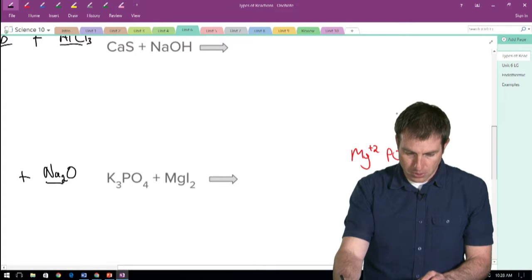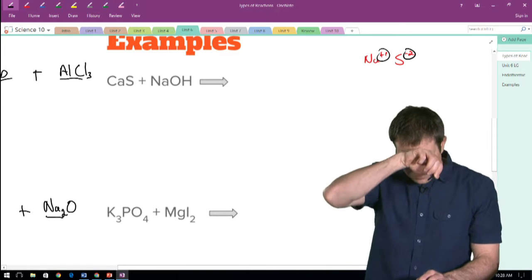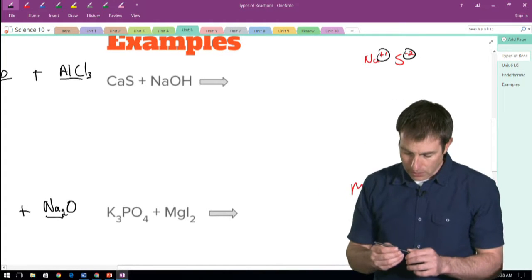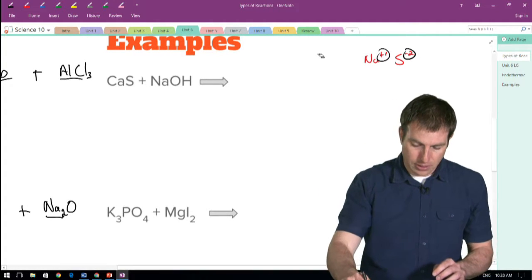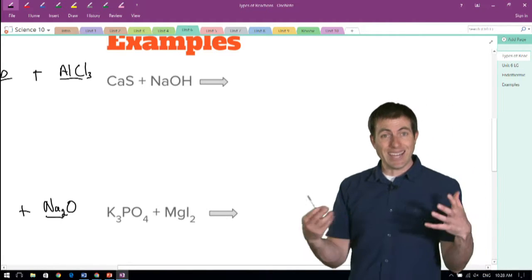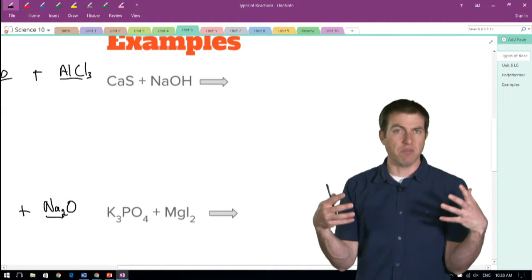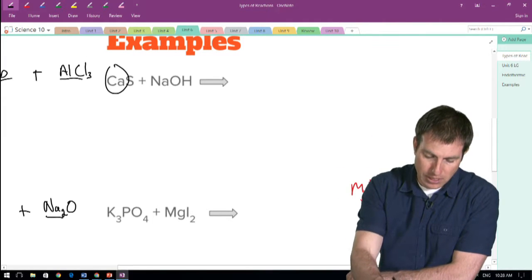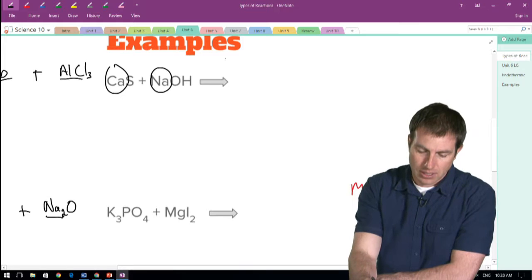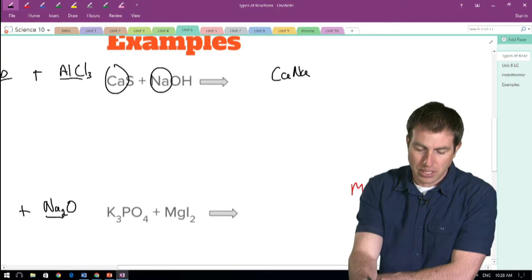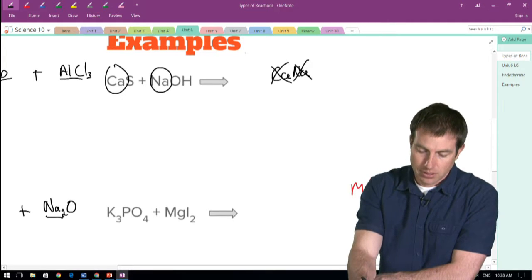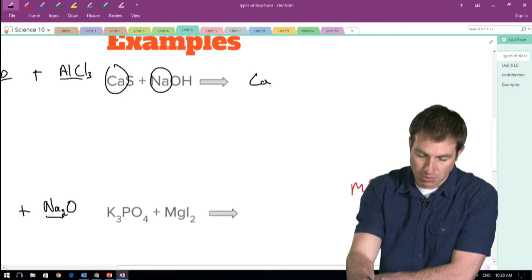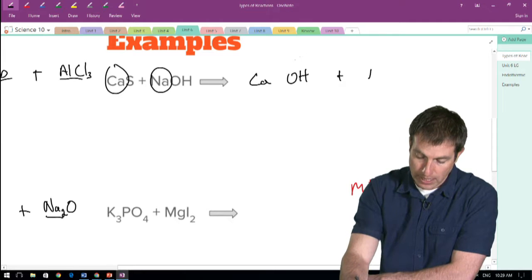All right, so first example, CaS plus sodium hydroxide. They're switching partners, and this is where it's really important to remember that we can't ever have two metals combining together. They both have positive charges. It just wouldn't work. So I'm never going to end up with the Ca and the Na stuck together, like CaNa. Two metals. Can't do it. So that only leaves one other possibility. I'm going to have the Ca combine with the OH, and then I'm going to have the Na combined with the sulfur.